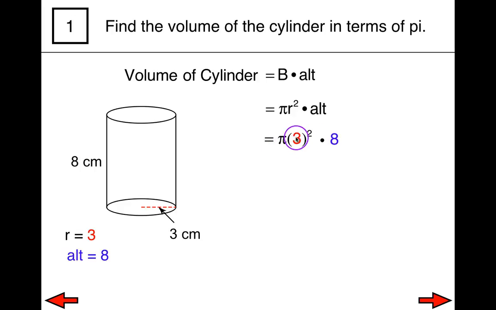Now what I will do is go ahead and expand this. I'm going to write it as an expanded product and write down pi times 3 times 3 times 8. Once I've done this, I'm going to go ahead and multiply all the coefficients together. 3 times 3 is 9 times 8 is 72. So I'm going to write 72 pi centimeters cubed.